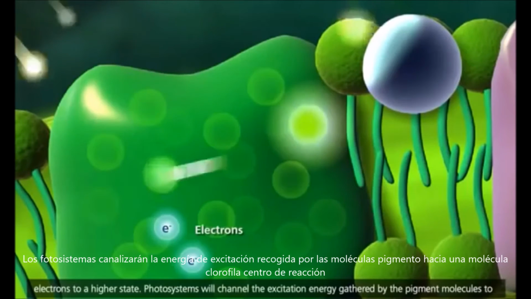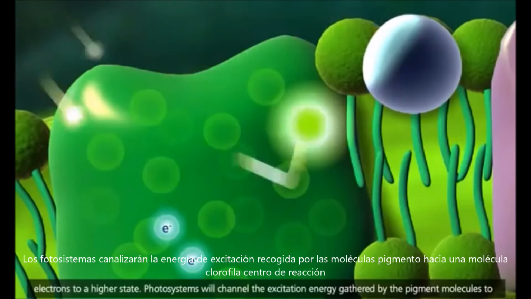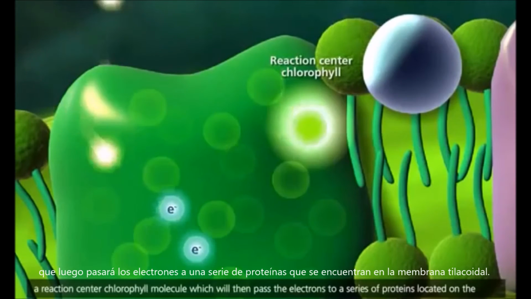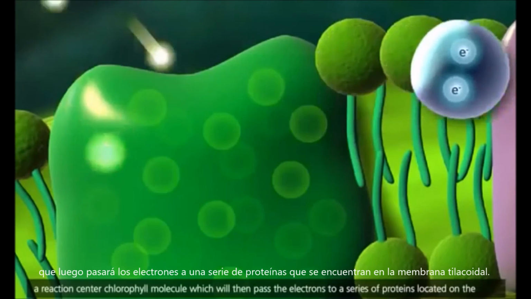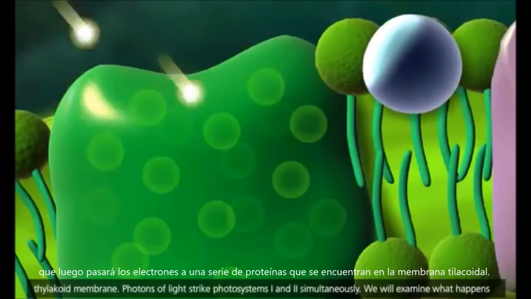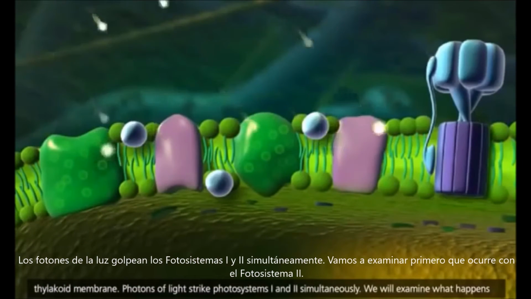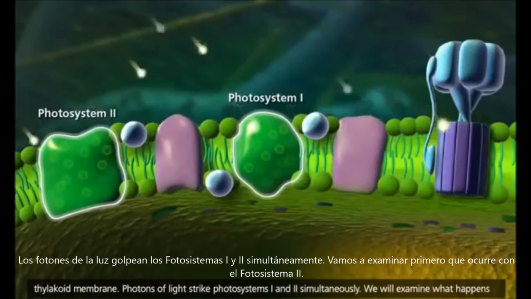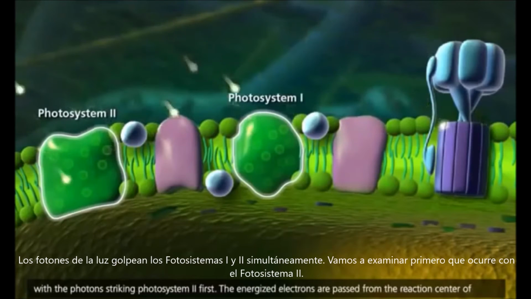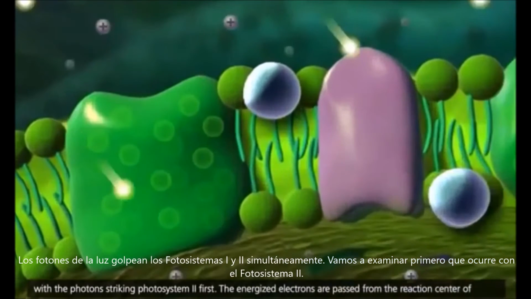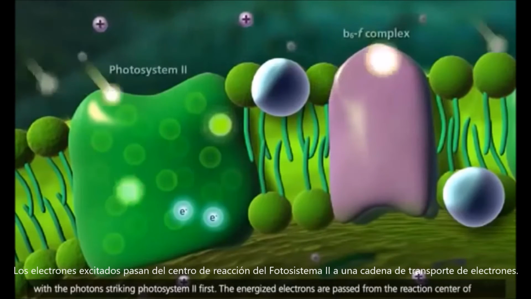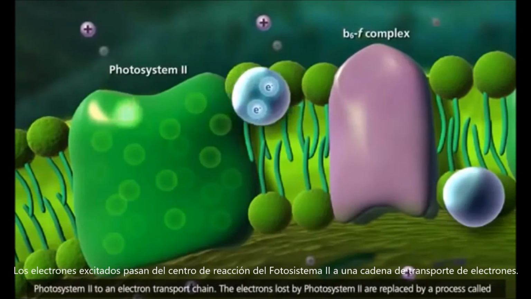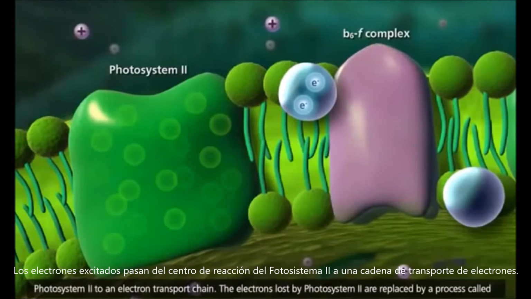Photosystems will channel the excitation energy gathered by the pigment molecules to a reaction center chlorophyll molecule, which will then pass the electrons to a series of proteins located on the thylakoid membrane. Photons of light strike photosystems 1 and 2 simultaneously. We will examine what happens with the photons striking photosystem 2 first. The energized electrons are passed from the reaction center of photosystem 2 to an electron transport chain.